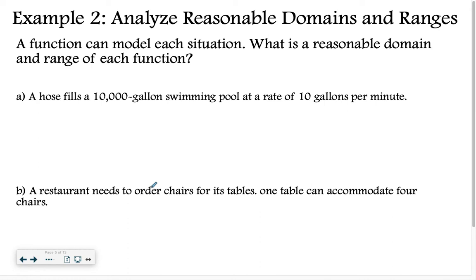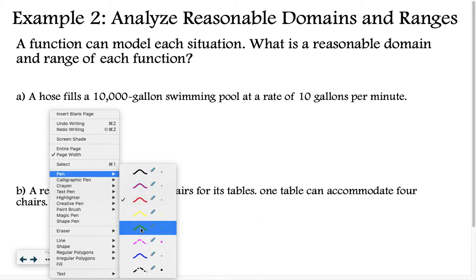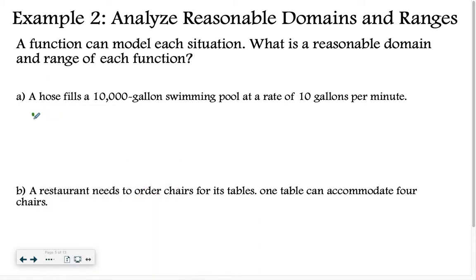Example 2, analyze reasonable domains and ranges. So we have a function that can model each situation. What is a reasonable domain and range for each function? Our first scenario is a hose fills up a 10,000 gallon swimming pool at a rate of 10 gallons per minute. First of all, we want to figure out what our domain is and what our range is, and then what are reasonable numbers for each of these.